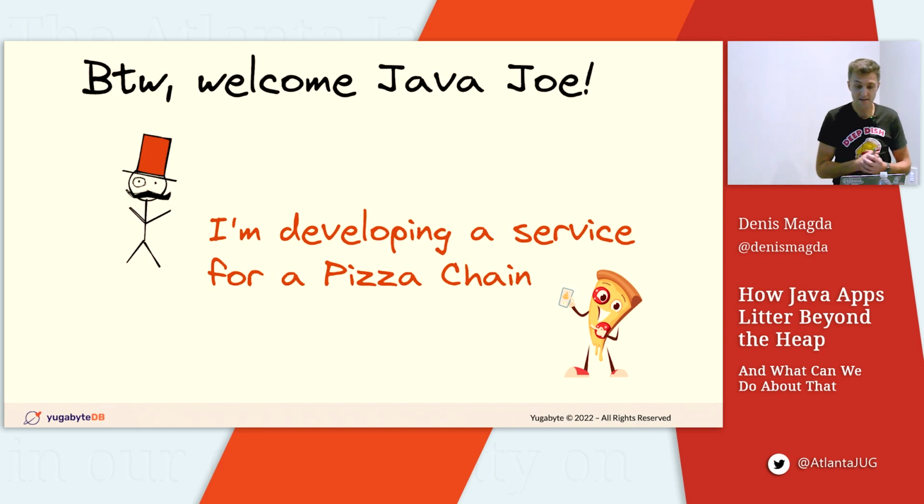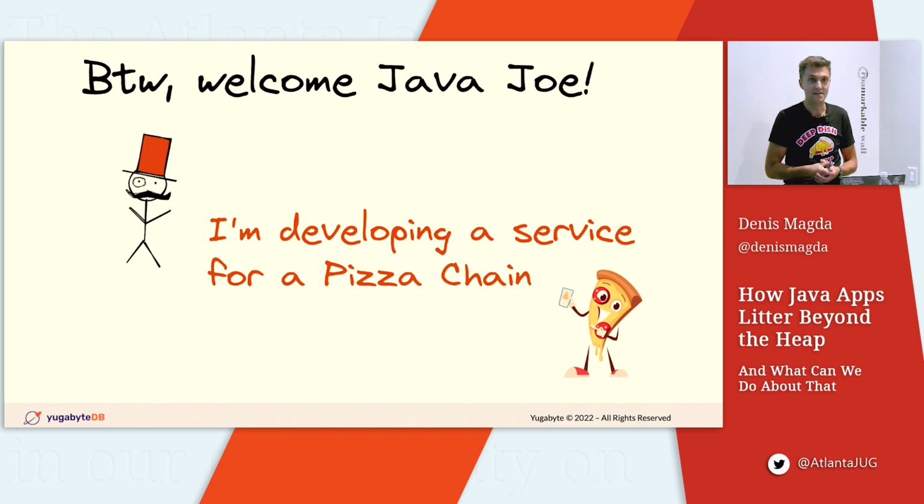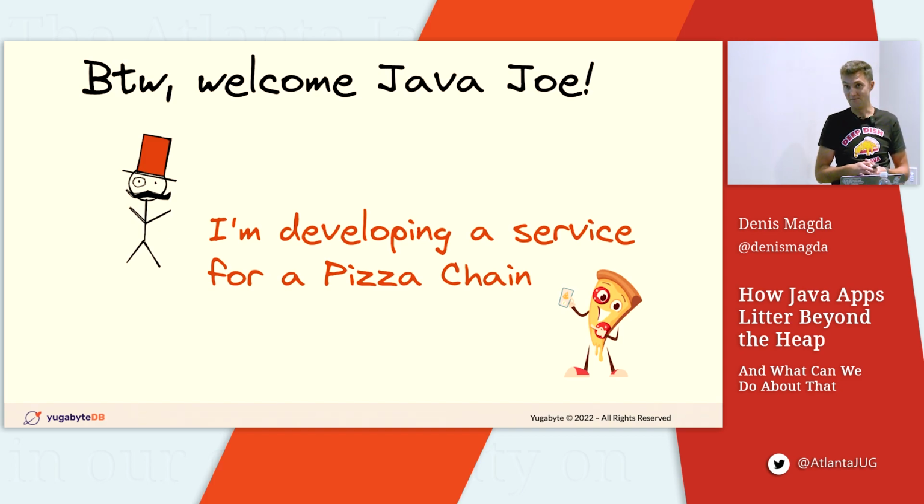And by the way, today, welcome a friend of mine, a virtual one, Java Joe. He didn't manage to come here, but he is going to tell his story. Java Joe is a principal architect and engineer. And imagine that right now he's developing a service for a new pizza chain company. Pizza again. Not the best joke today.